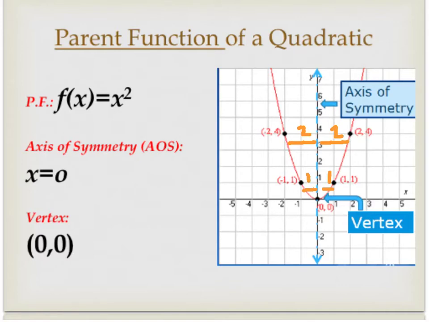And then our vertex down here is where our graph splits off into its two pieces. So this is important information to know for every parent function. So this is only for the parent function when we haven't shifted anything yet.